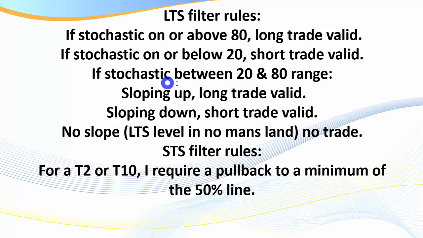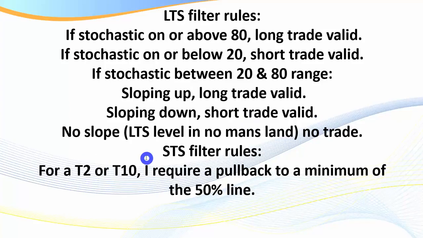Now, if the stochastic is between the 20 and 80 range, that is, it's sloping up, you've still got a valid long trade. And of course, we see it sloping up if we're going to take, say, a T10, a money on the floor trade. Or sloping down, we see the short-term stochastic come up and roll over. That of course is a valid short trade, and we'll see that in a moment.